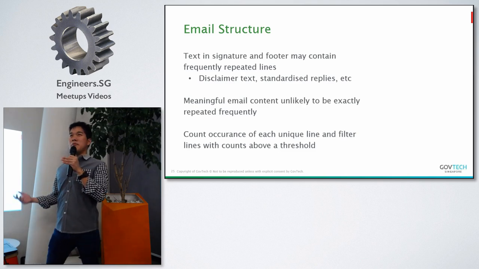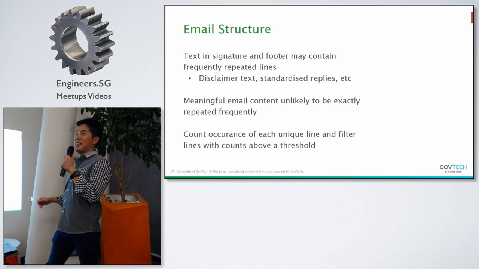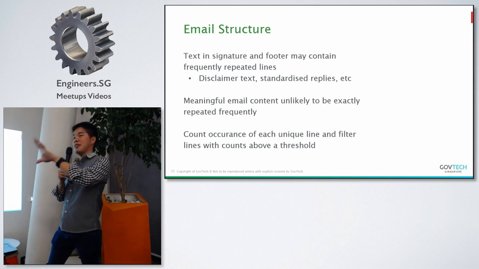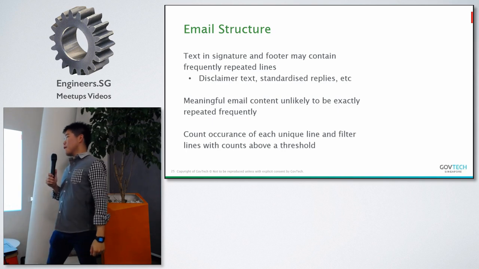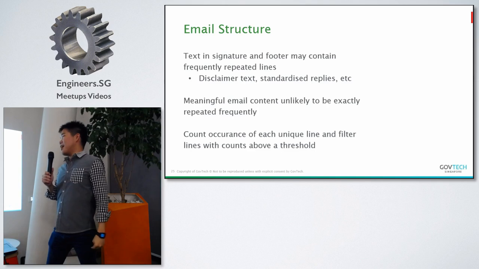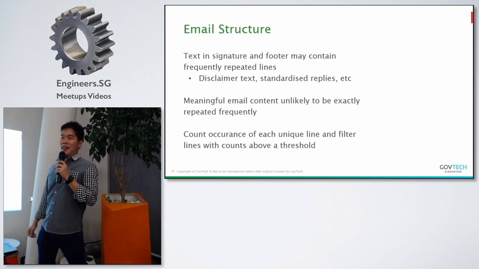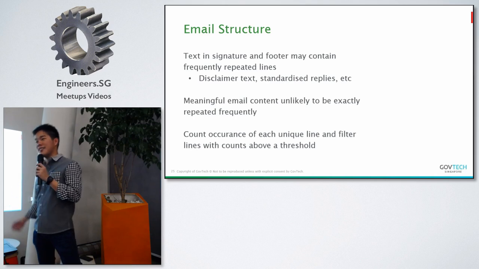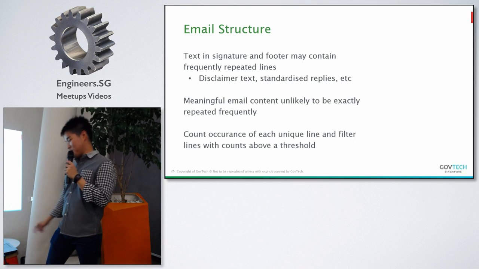So emails that people actually type, they seldom get repeated exactly unless they are part of a conversation, and this conversation is duplicated a few times within the data. So with this in mind, I did a count of all the lines of emails and then I filtered away those lines that appear very often within the whole data.